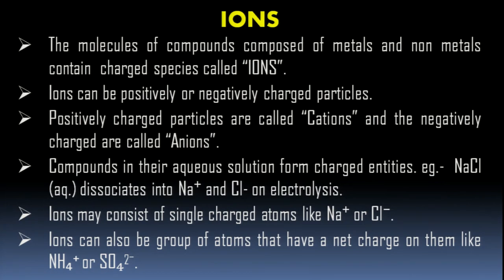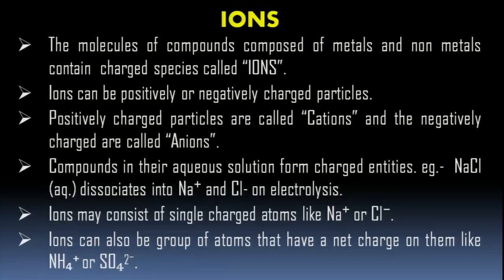Compounds in their aqueous solution form charged particles, you can say. NaCl, sodium chloride, in its molten state or in solution with water, dissociates into Na+ and Cl- on electrolysis. Na+ is the cation, Cl- is the anion. Na+ moves towards the negative electrode, the cathode, and Cl- moves towards the positive electrode, the anode. Ions may consist of single charged atoms like Na+ and Cl-.